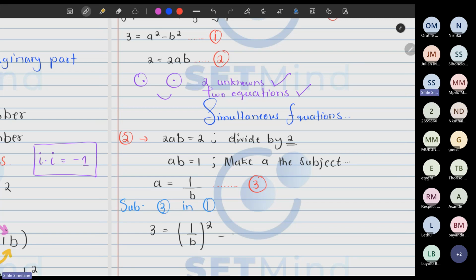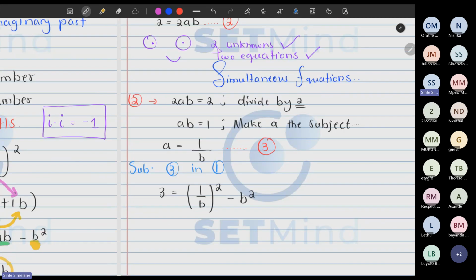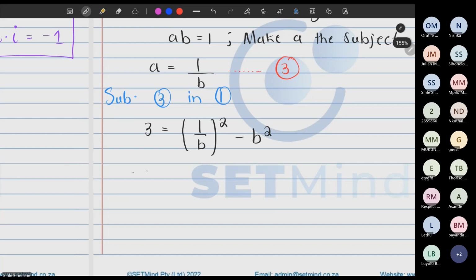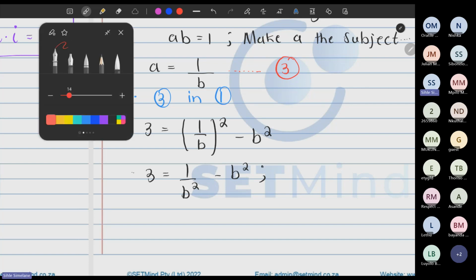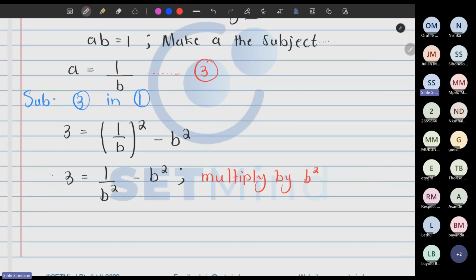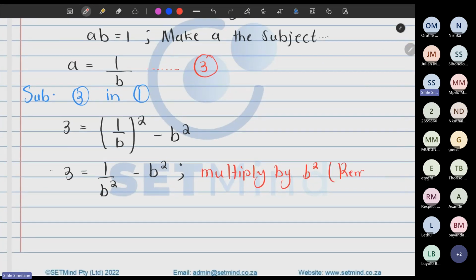So we'll put 1 over b, all squared, and then minus our b squared. So let's deal with this equation. We have 3 is equal to 1 over b squared minus b squared. In order to eliminate that b squared in the denominator, I'm going to multiply by b squared all over. The reason I'm doing so is because I want to remove that denominator.